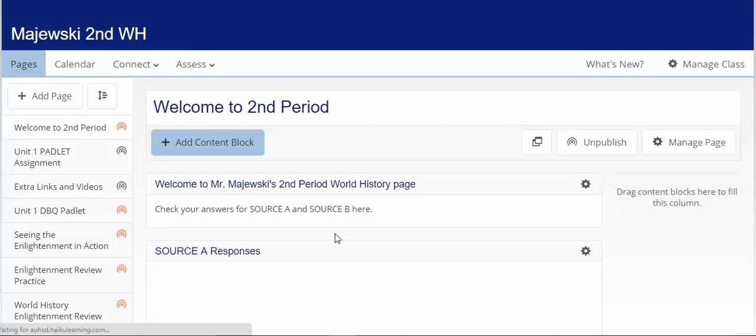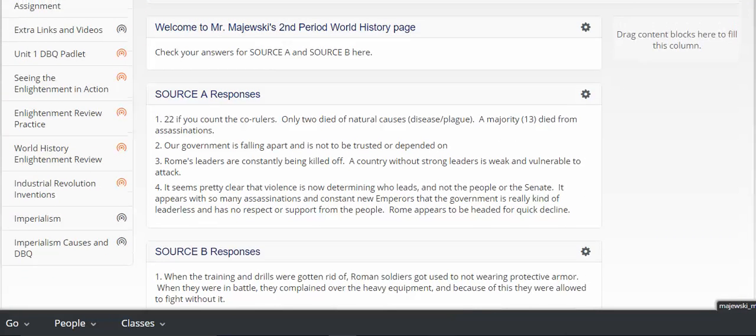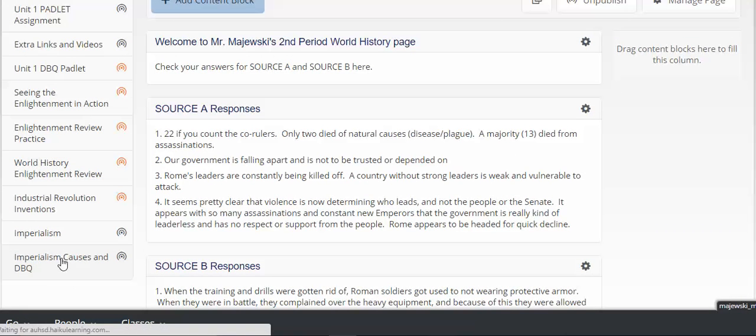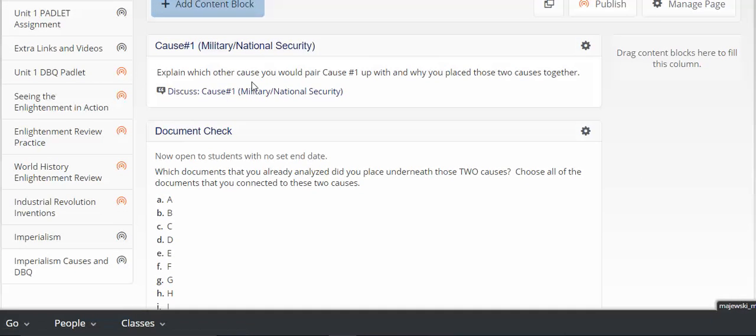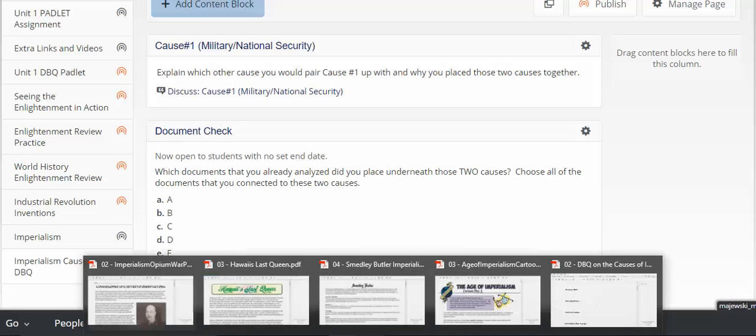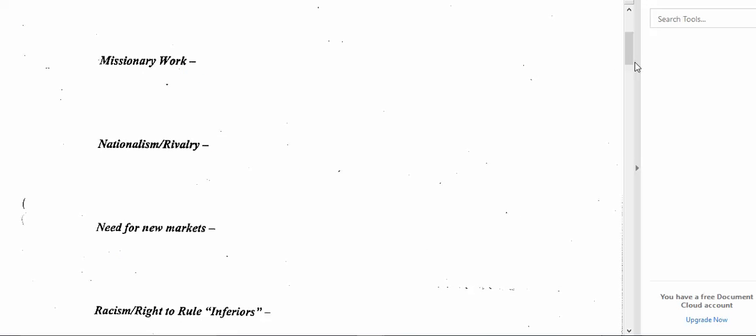Now folks, here's the thing. What you're going to need to do, I need to come down to my imperialism causes and DBQ, just like you will. What you're going to be doing, folks, is you're going to be placing each of the 6 causes together in pairs. So you're going to create 3 pairs out of those 6 causes on the page. So real quickly, let me come on back here to my DBQ page one more time. What I'm saying here is each of these causes belongs with another cause. It should be paired together with its brother or its sister cause because they're related, they're the same. They're based on the same idea, and they should be put together.